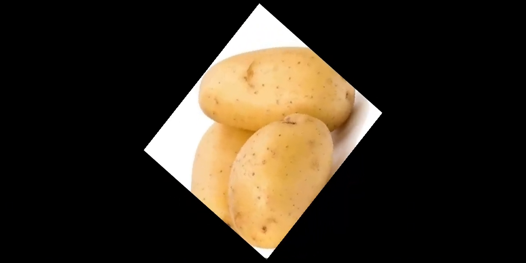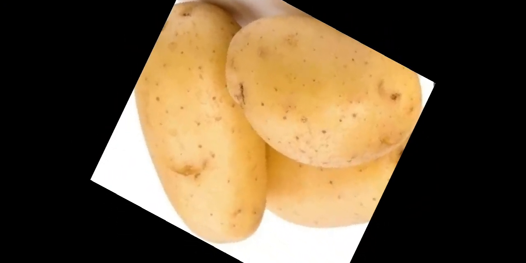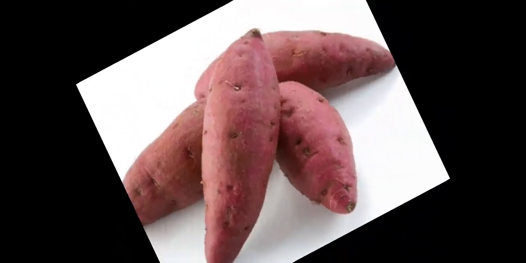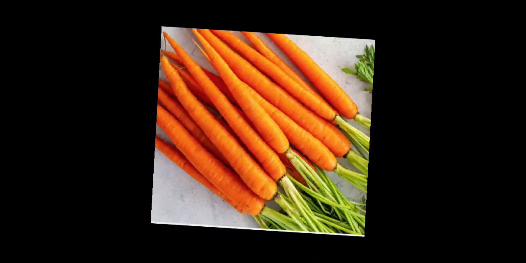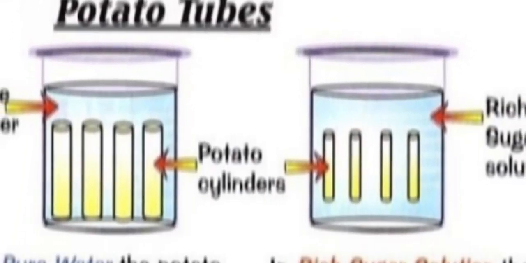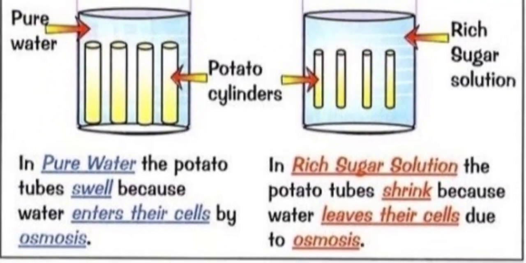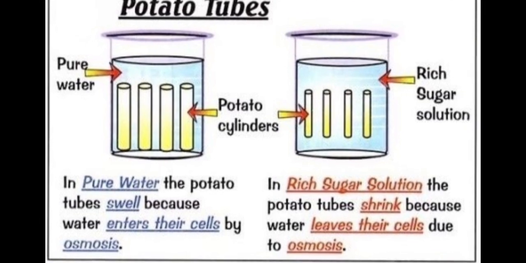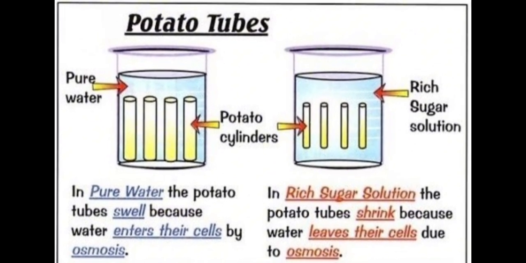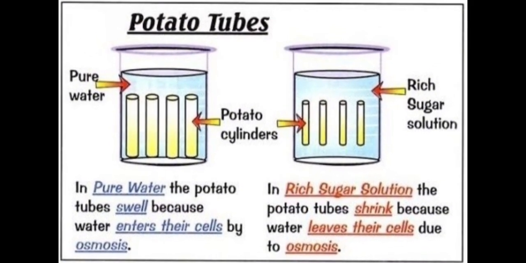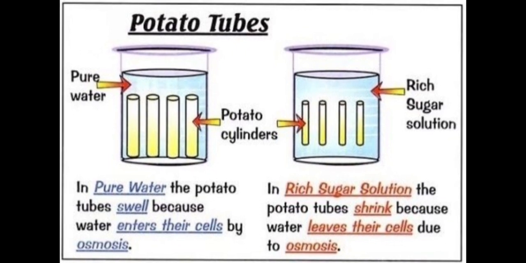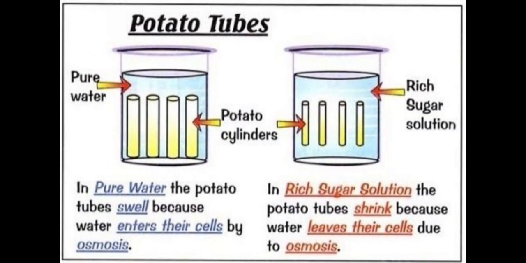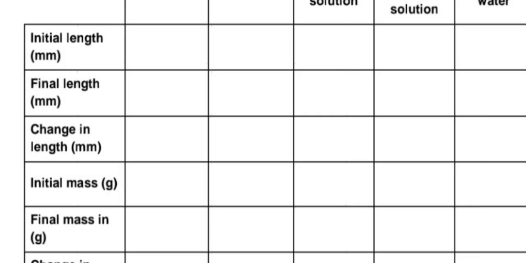The experiment uses potato, but other tissue can also be used, such as sweet potatoes or carrots. Potato tissue is cut into equal-sized cylinders. The potato tissue is left for a certain period of time in sugar solution and distilled water. The changes in length or mass can then be accurately compared.